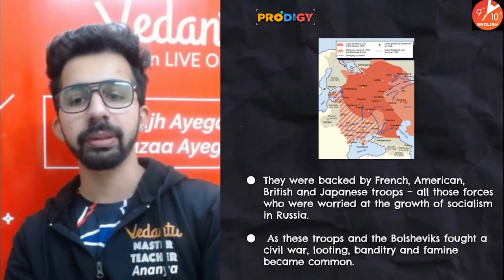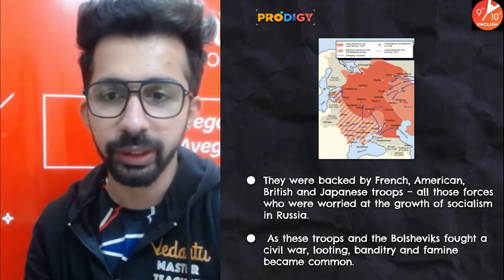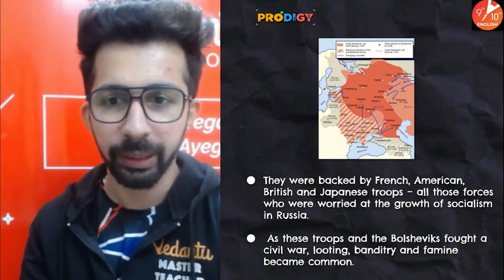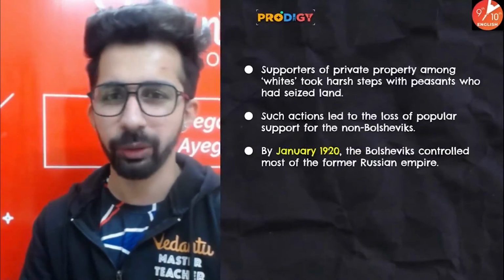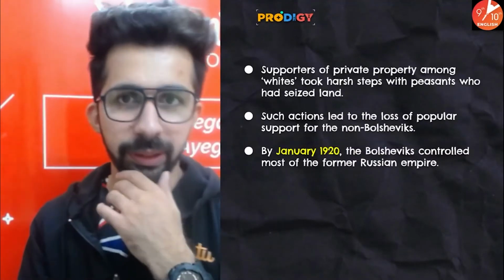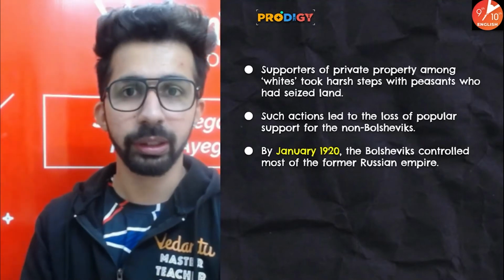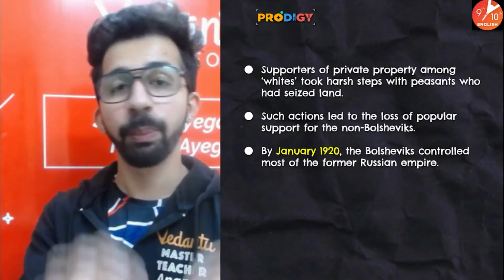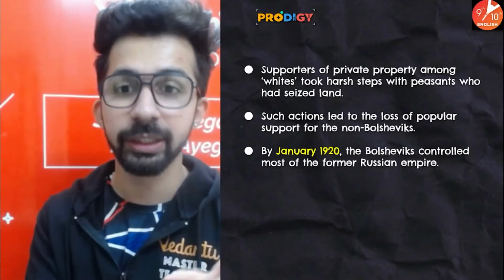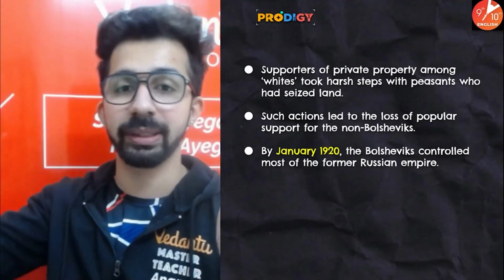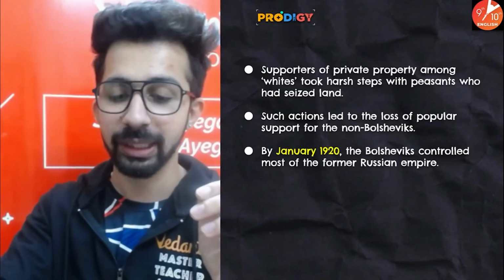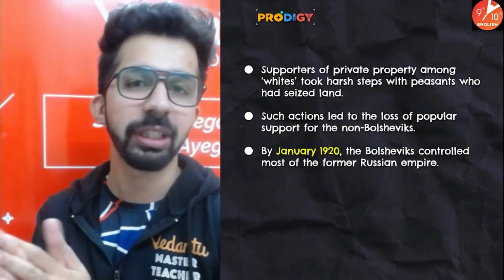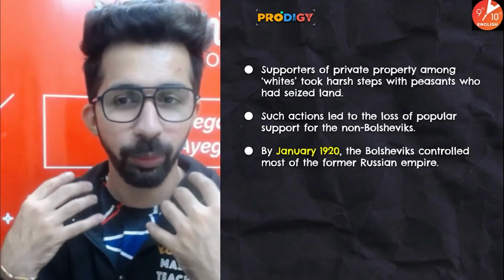And guys, finally what happened, all these troops and Bolsheviks fought a civil war. Looting, banditry, kidnapping, famine was very common during the civil war. But what happened, guys? There were many supporters of Whites, that is pro-Tsarists. But do you know what Whites did? Supporters of private property among Whites took harsh steps with peasants who had seized the land. So basically, Whites started ill-treating the peasants, because of which such action led to the loss of popular support for the non-Bolsheviks.